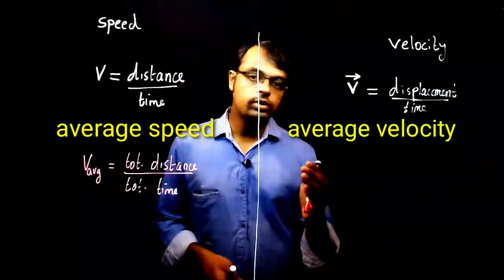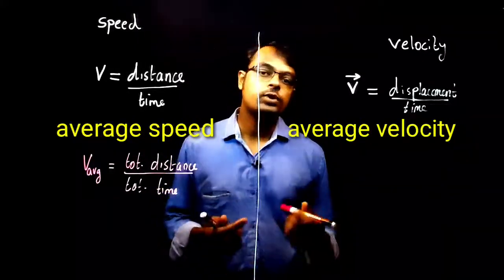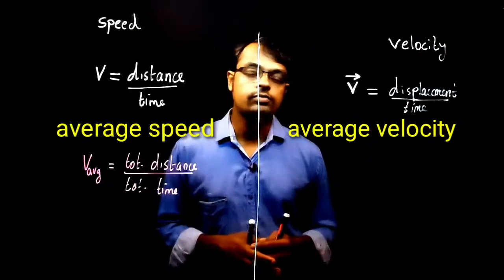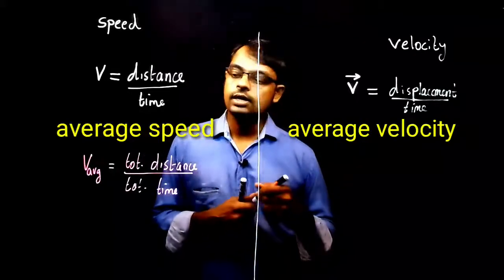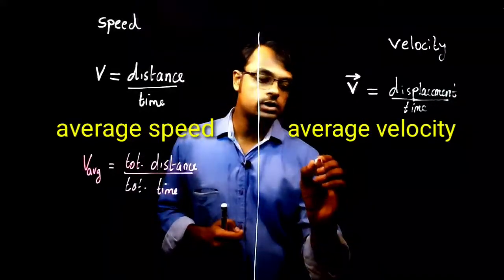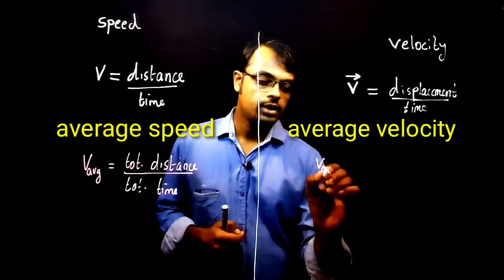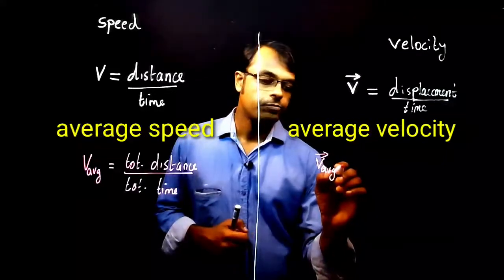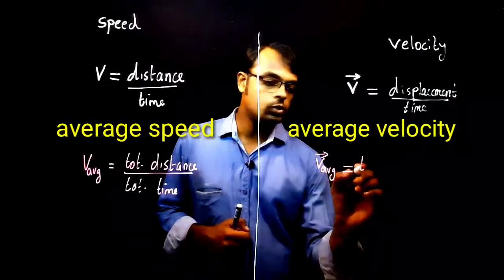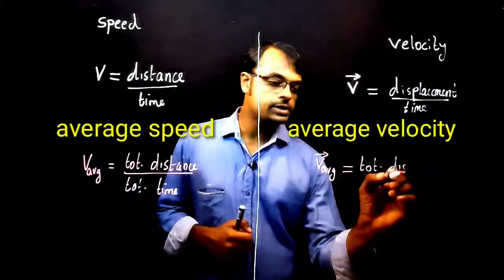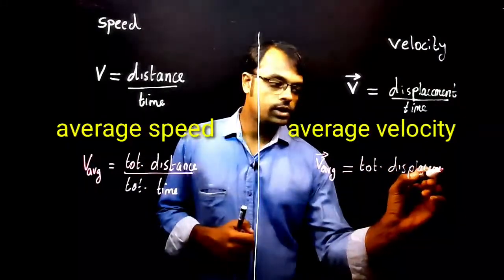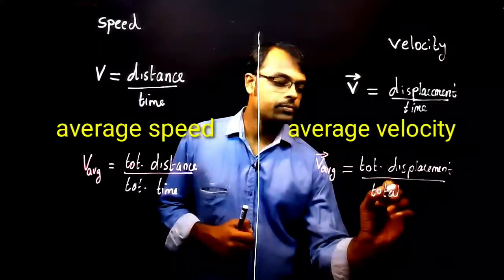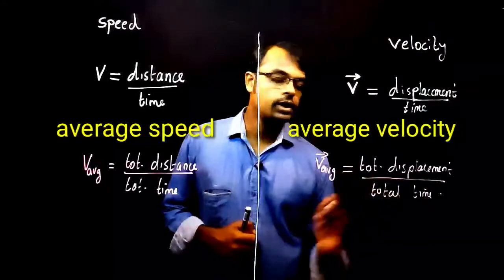If a body is moving with a different velocity, how can you calculate the average velocity? For an object traveling with variable velocity, the average velocity can be written as V average, or maybe as a V vector, because it's the average velocity vector. Average velocity is equal to total displacement divided by total time.